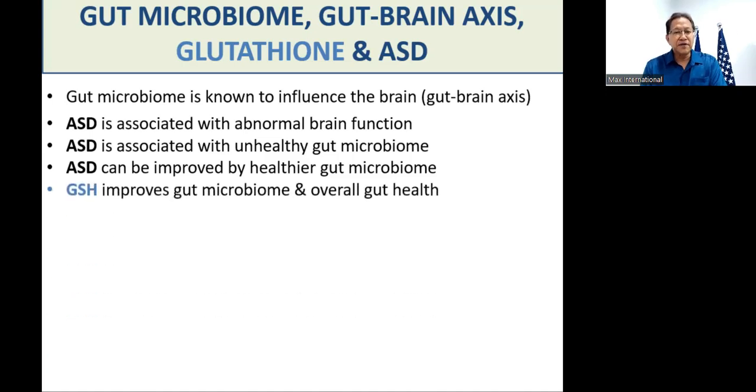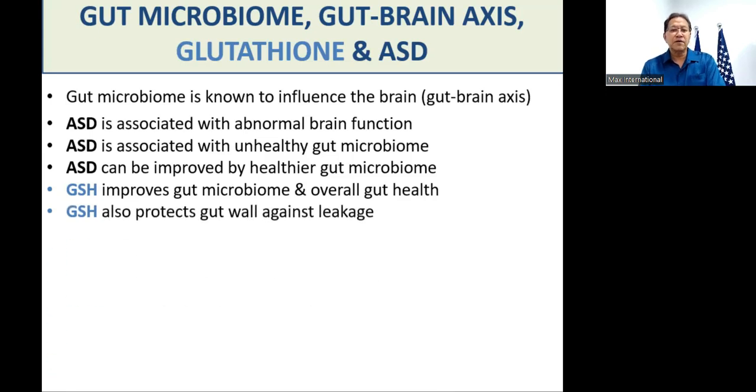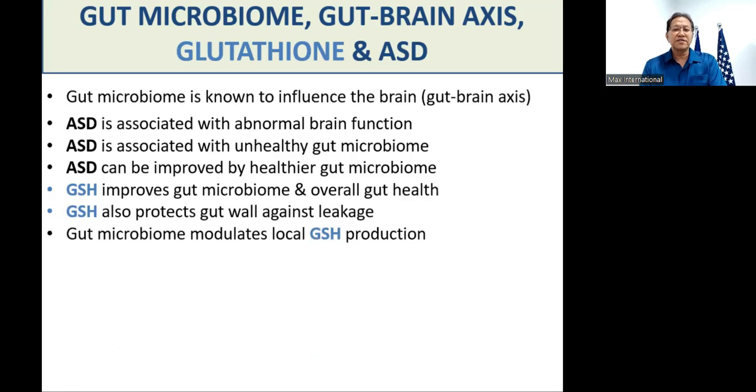Glutathione improves gut microbiome and overall gut health. Glutathione also protects the gut wall against leakage, and gut microbiome modulates local glutathione production. So it's a circle. Glutathione helps improve gut microbiome, and the microbiome also modulates the glutathione production there. The lining of the intestines produces glutathione as its main line of defense.